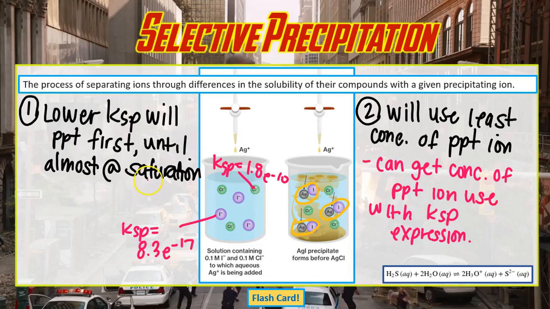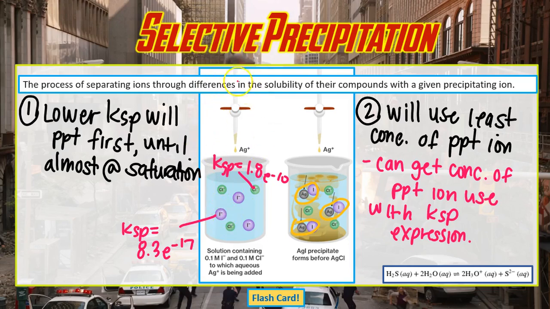We can also use knowledge of solubility and KSP to separate a mixture of ions. So for example, on the screen here, we have I- and Cl- ions. And what we're going to be doing is adding a reagent that forms a precipitate with just one of the dissolved ions, but not the other.